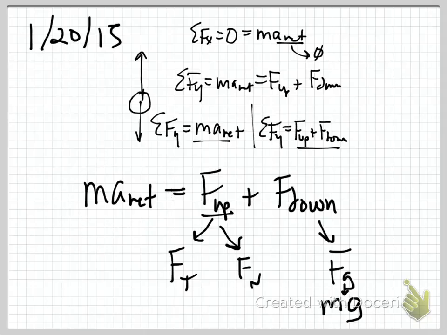So if you're given mass and you're given net acceleration, you have the tools you need to find a force up. If you're given the force up and the mass, you have the tools you need to find net acceleration. Does that help? Does that clarify anything? Okay. We'll pause it and keep working.